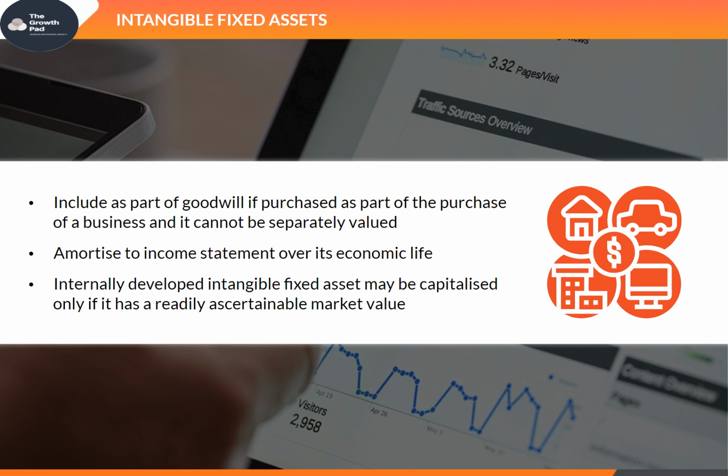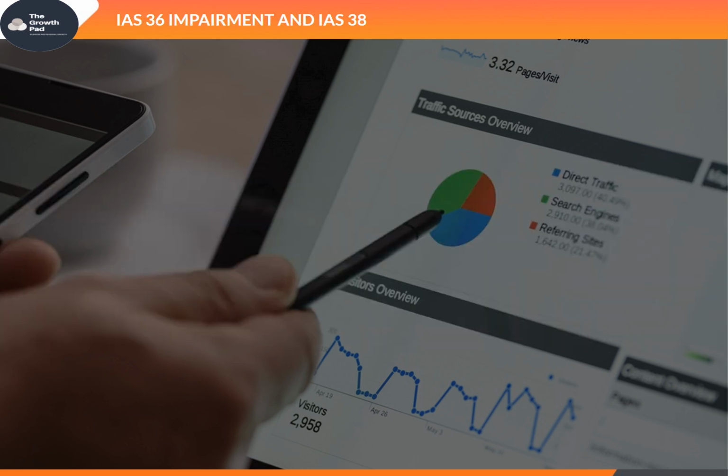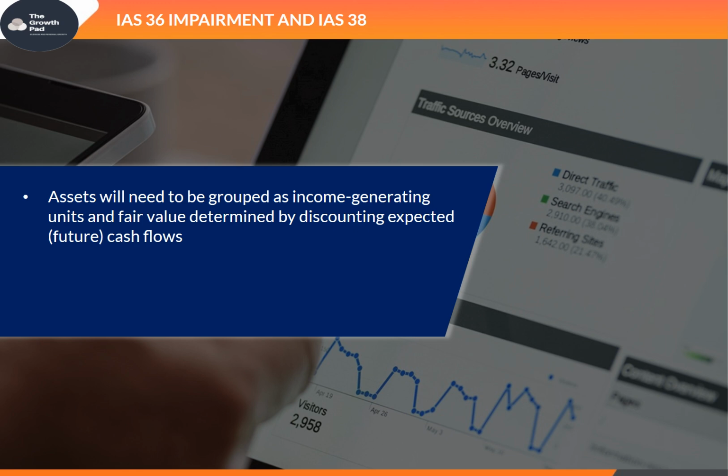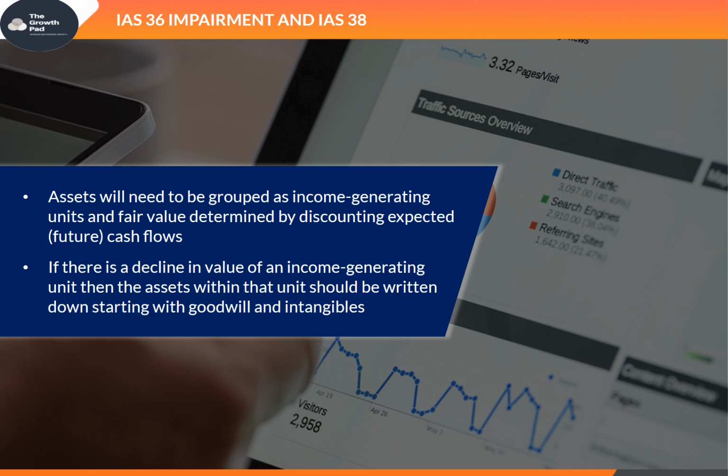An internally developed intangible fixed asset may be capitalized only if it has a readily ascertainable market value. Assets will need to be grouped as income-generating units and fair value determined by discounting expected future cash flows. If there is a decline in value of an income-generating unit, then the assets within that unit should be written down, starting with goodwill and intangibles.